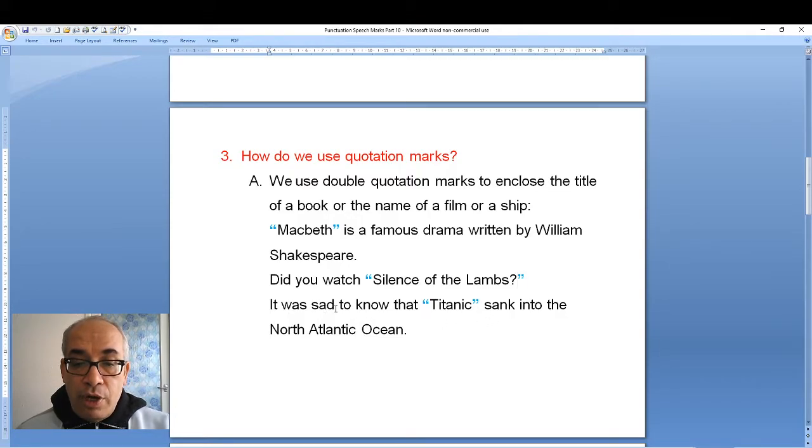It was sad to know that Titanic sank into the North Atlantic Ocean. Titanic is the name of a film and it is the name of a ship. In this sentence, let's say it's the name of a ship, because I gave you the previous example about the name of a film. Titanic here is the name of a ship. Before the name of the ship, what do I use? I use double quotation marks. After the name of the ship, I use double quotation marks.